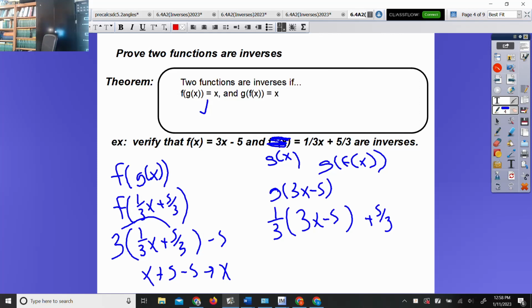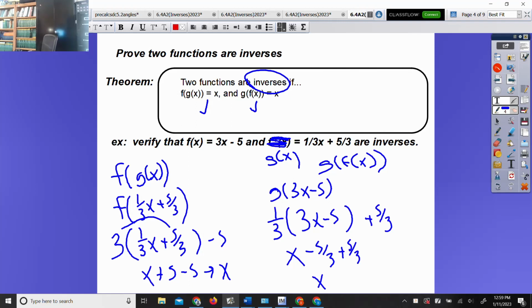I've got 3 fingers here. What's the third of 3? 1. Now the third of negative 5? Negative 5/3, plus 5/3. x. Well, is the first part happy and the second part happy? What do we know? They're inverses. What do we know? Mill theorem.